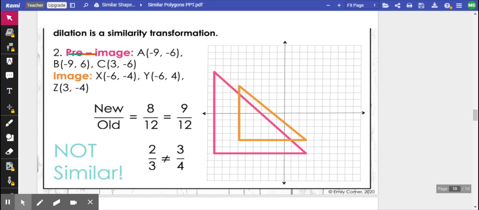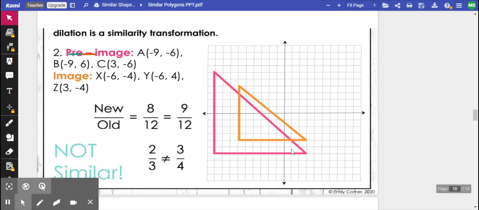So if we compare these two shapes, where we're starting out with this pinkish shape, you can see that going up the length of the side, we have 1, 2, 3, 4, 5, 6, 7, 8, 9, 10, 11, 12 spaces. And the orange is 1, 2, 3, 4, 5, 6, 7, 8 spaces. So 8 to 12 would be a 2 to 3 ratio or proportion between the sides of the triangles. But if you compare the other lengths, we have 12 again.